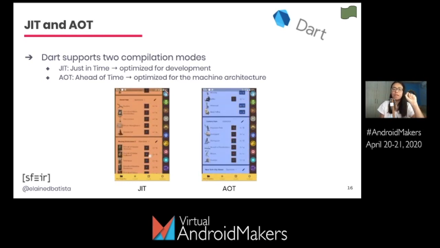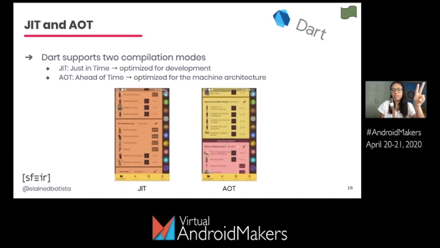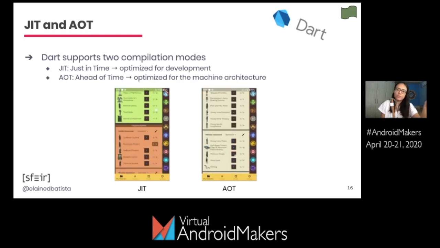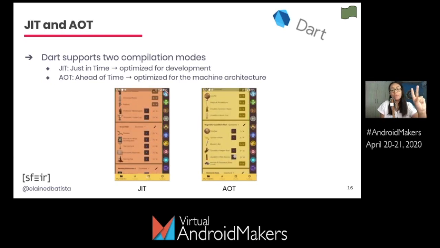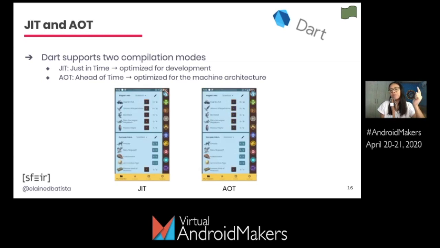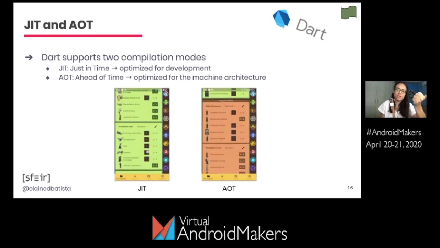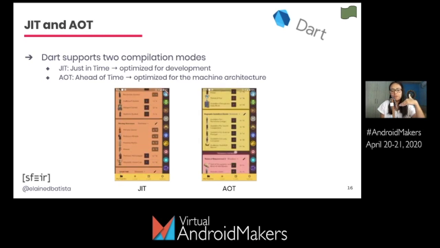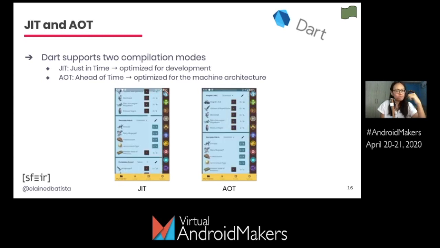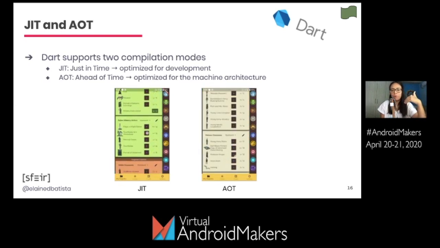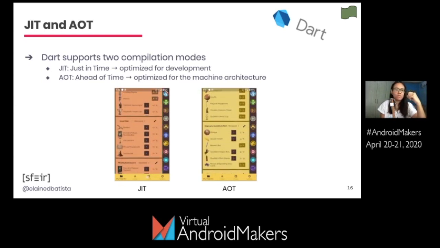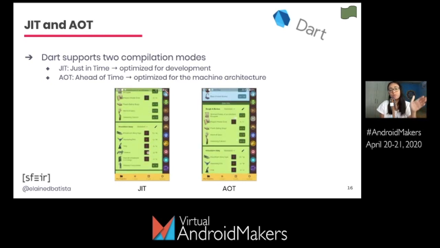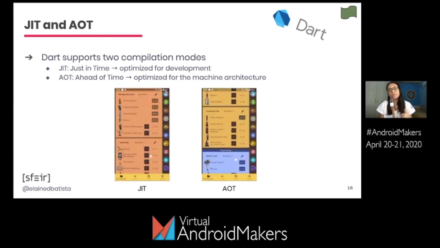Dart, the programming language that is used to build Flutter apps, has two kinds of compilation, the just-in-time and the ahead-of-time. Just-in-time is optimized for development, so the development process can be really quick. You can make small fixes and tweaks on your design and see your changes almost in real time. This is what we call a hot reload or hot restart in Flutter.